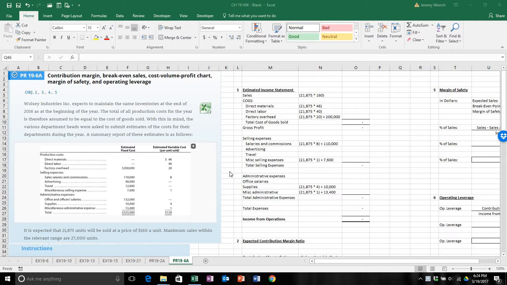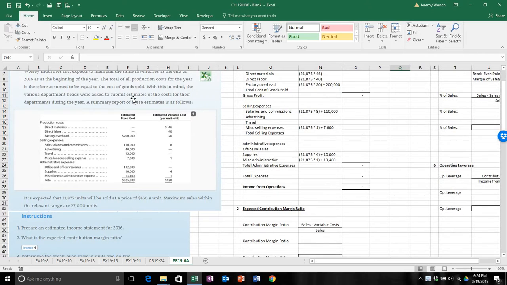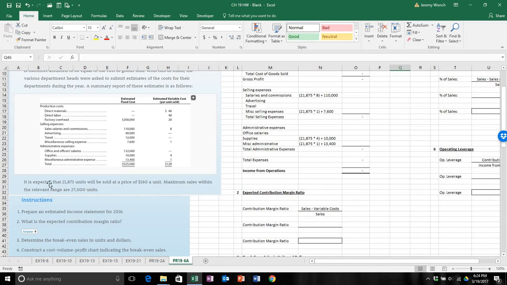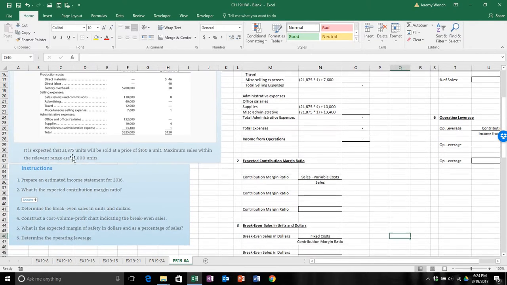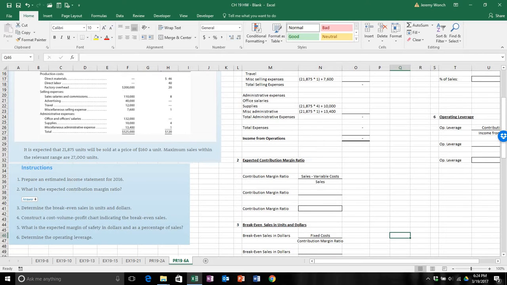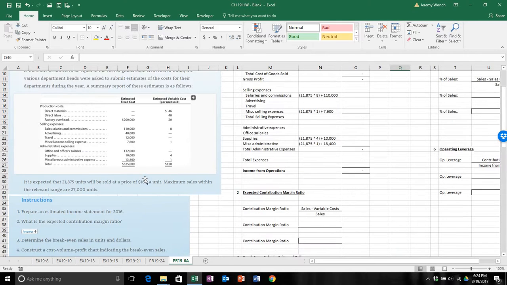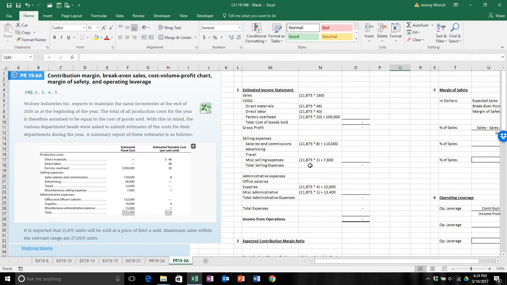So, all right, it gives us their cost. It's broken down by production cost, selling cost, administrative cost. Tells us what's fixed and variable per unit. And then it tells us how many units we're expected to sell and the price we're going to sell it at, and we don't really care about that just yet. So it has us start off by making an estimated income statement.